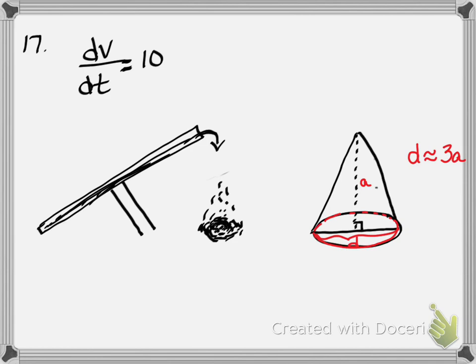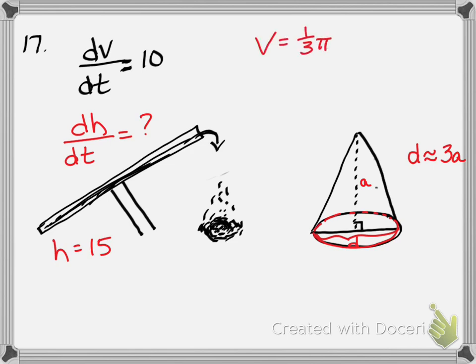At what rate is the height of the pile changing when the pile is 15 feet high? Find the rate of change of the height when the height is 15 feet. And it says the formula for the volume of the cone is 1/3 pi r squared h. Okie dokie. I think we're ready to get going here.